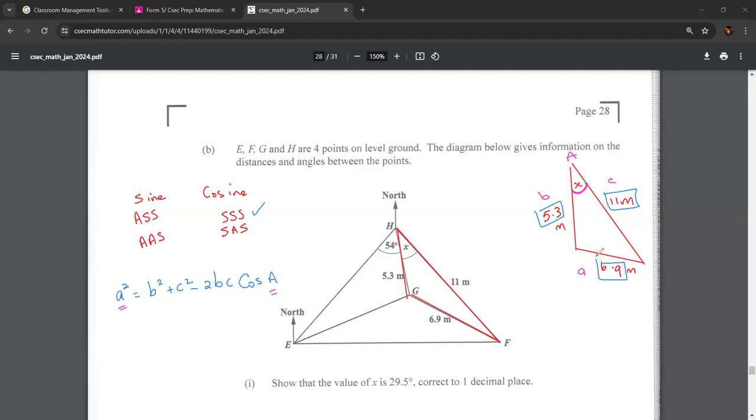Then we substitute. So A is 6.9 is equal to B squared, that's 5.3 squared, plus C squared, that's 11 squared, minus 2 times B is 5.3 times C, which is 11, cos of A. That's what we're trying to find. So the A is actually x. So you could put cos of x.